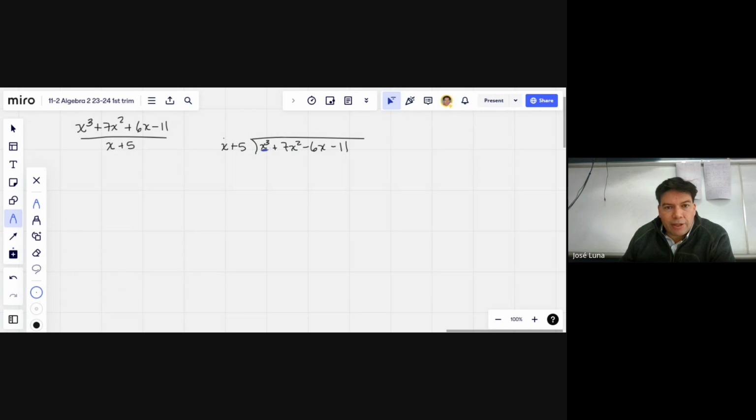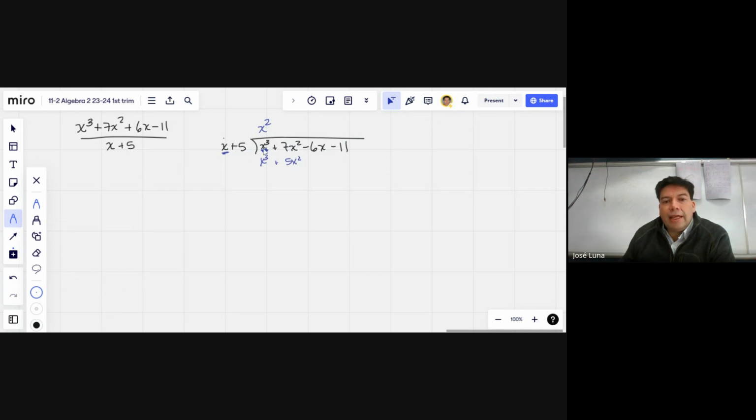So first thing is we only look at the first ones, x cubed and x. And we divide: what times x is x cubed? Of course, the answer is x squared. And then we multiply. X squared times x is x cubed. X squared times 5 is positive 5x squared. And we put it under the x squared, so plus 5x squared.